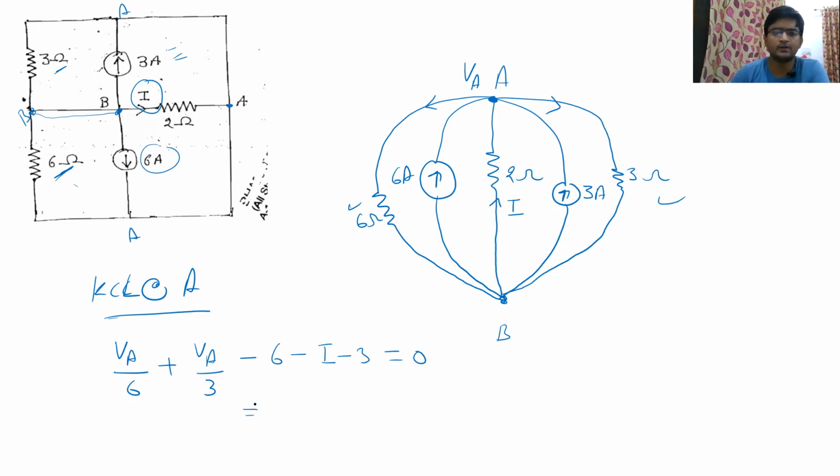So from here, we can write it as 3 VA divided by 18 minus 9 minus I is equal to 0.